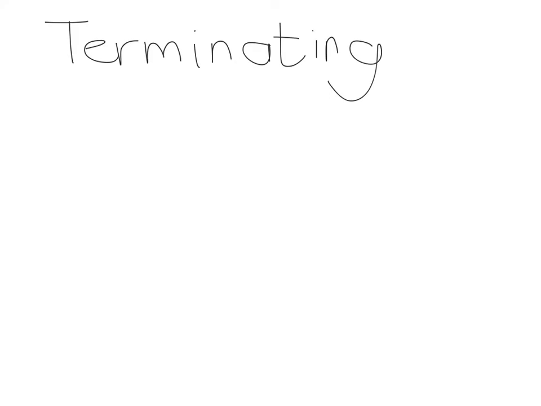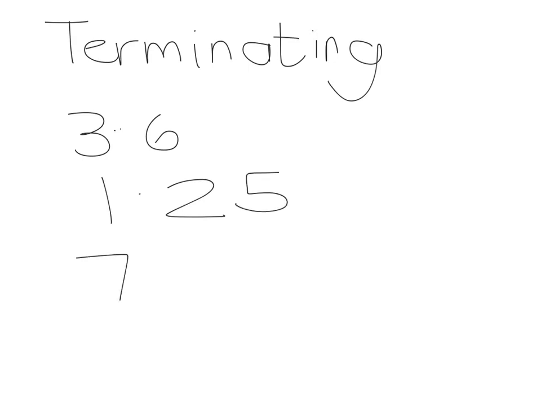The first one we've got is terminating. Terminate something means to end something. So it's a number that, if you've got 3.6, it stops there. That's where it gets to. If you've got 1.25, even if you've got 7.2561, you can see it stops. It doesn't go on and on and on. That is a terminating decimal.